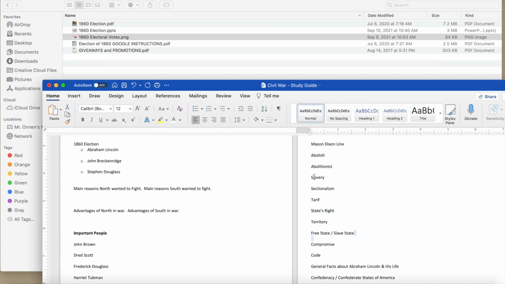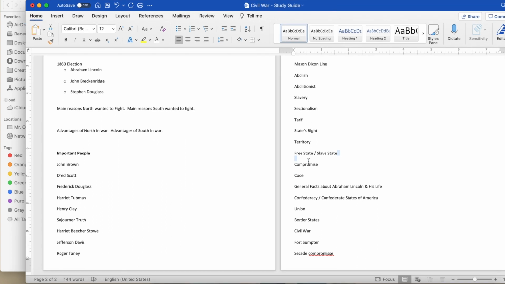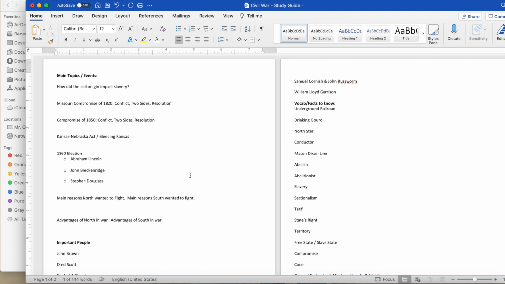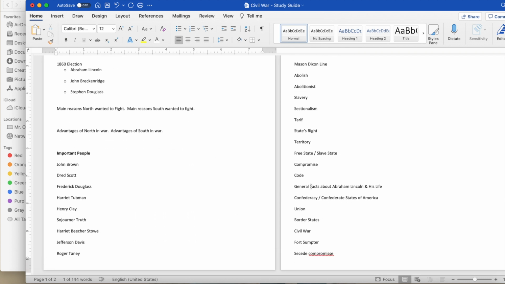Slave state and free state, those are pretty self-explanatory. You're a slave state if you allowed slavery, or a free state if you do not. Compromise is if you say black and I say white, we go with gray, we meet in the middle. Neither one of us gets exactly what we want, but we're both happy. Similar to the Missouri Compromise and the Compromise of 1850, both the North and the South, 2 different sides, 2 different ideas came together, and they both kind of got part of what they wanted.